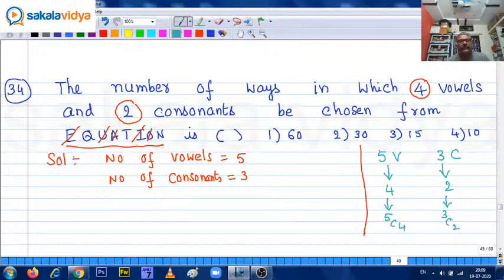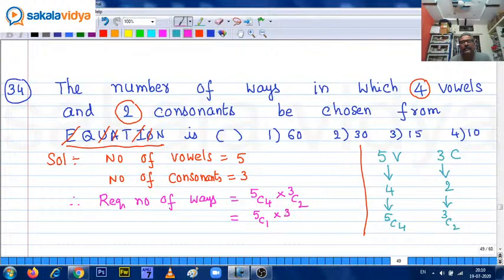Therefore, required number of ways is equal to 5C4 times 3C2. But options are numbers, so we need to simplify. 5C4 can be written as 5C1. Am I correct? 3C2 is 3C1. 5C1 is 5, this is 3. Obviously, we get 15. Third option is the correct one. Wonderful. 27 non-consecutive. Yes.